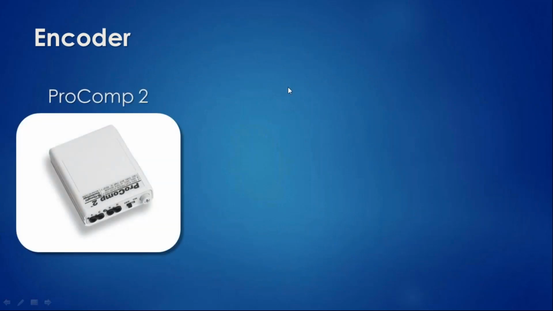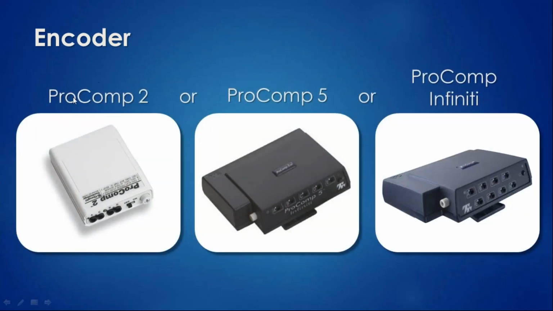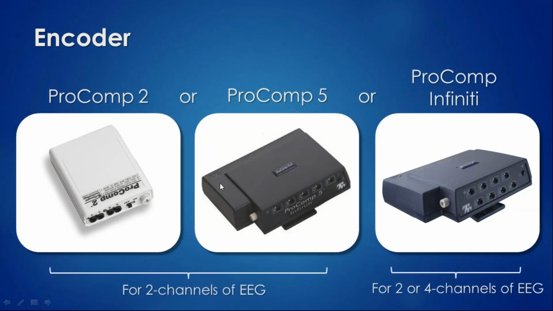In terms of encoders and recording boxes, you can use the ProCom2, ProCom5, or ProCom Infinity for any of these recordings. However, the ProCom2 and 5 can only be used for 2 channels of EEG, so you only use 2 sensors, whereas the ProCom Infinity allows you to do evaluations and training with 2 or 4 channels of EEG.